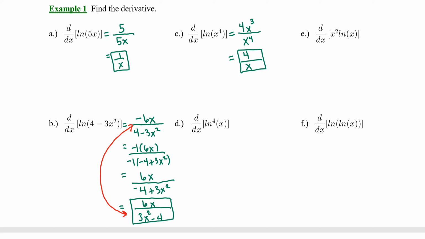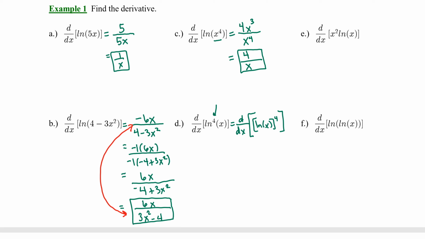Now, compare example C to example D. They look very similar, but notice in example C, the exponent was on the argument, and in the case of example D, the exponent is between the natural log and the argument. This indicates that the entire natural log function is raised to the fourth power, not just the argument. So to clarify that, let me rewrite it like this. The derivative with respect to x of natural log of x, all raised to the fourth power. That is basically equivalent notation.